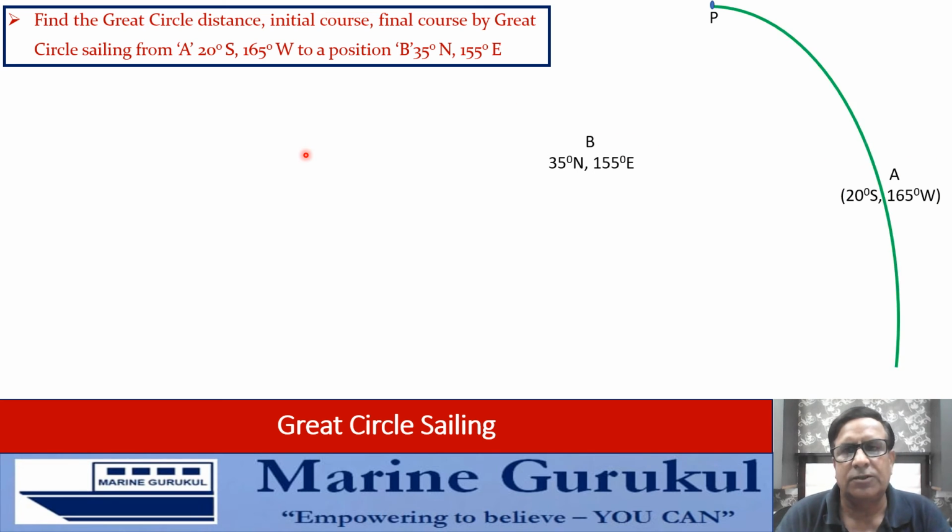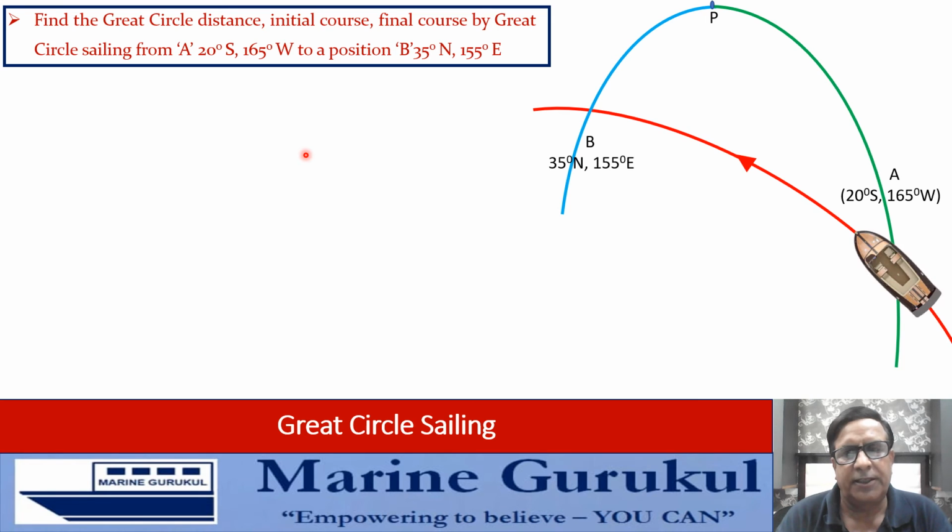We draw the meridians of A and meridian of B. We draw the GC track from A to B. So this is the GC track from A to B. We place the vessels as oriented at A and at B. And now with coordinates of A and B known, we can calculate PA and PB and also angle P.